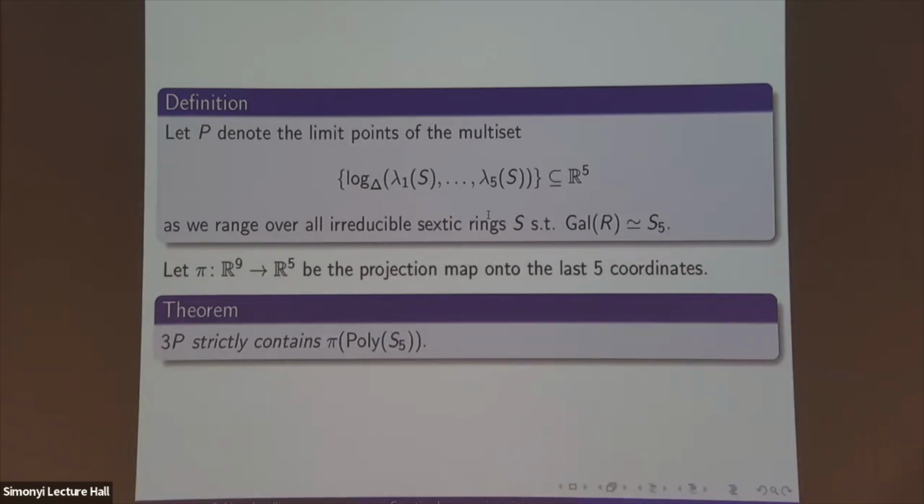But anyway, 3P strictly contains the projection of poly S5, which means that resolvent rings really have additional constraints on their successive minima. The explanation I see for that is that the set of resolvent rings in the set of S5 quintic rings is something like a subvariety or some sparse subset, and therefore there are additional constraints on their successive minima. That's why I'm guessing, to answer your question earlier, that you'd actually get a smaller subset, and it wouldn't be all of them. Okay, that's actually all I was planning on saying today.